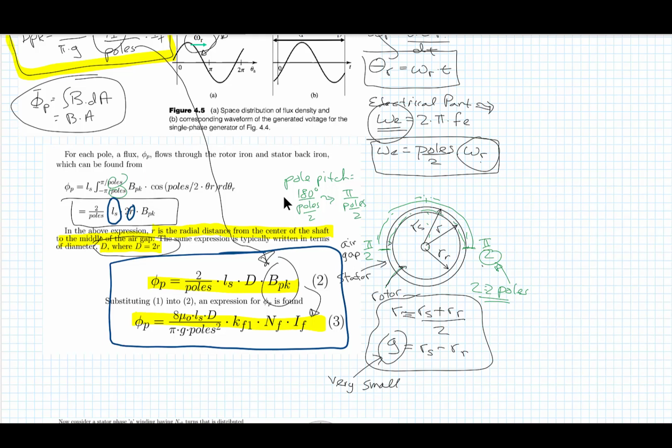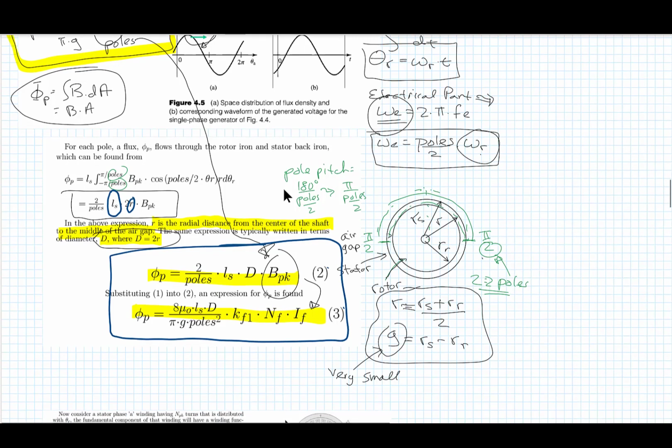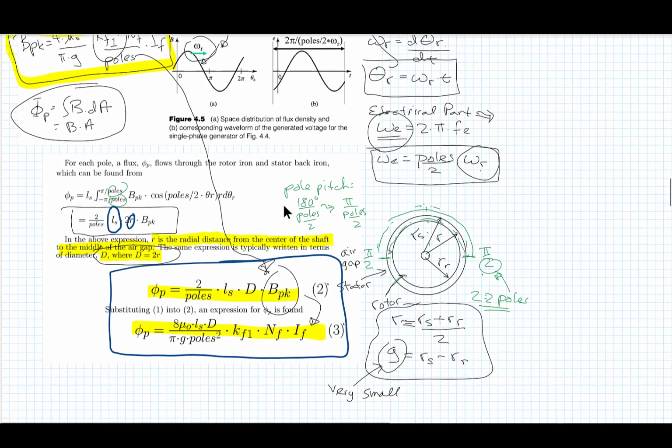You're going to use equation 2 or equation 3, depending on the information that you're given. If you only have the peak flux density, you would use 2. If you only have the field winding information, you would use equation number 3.